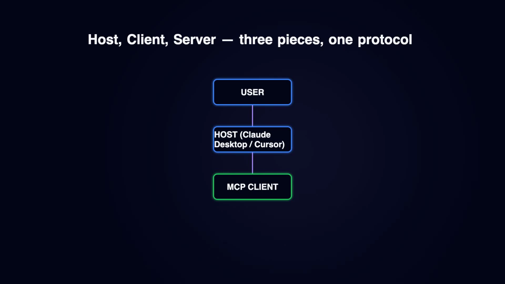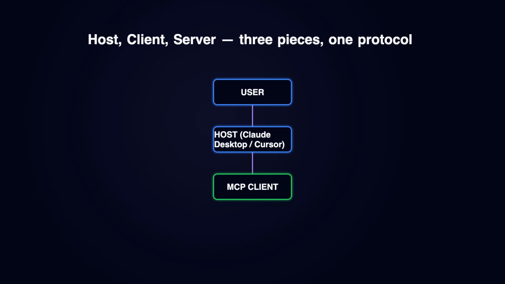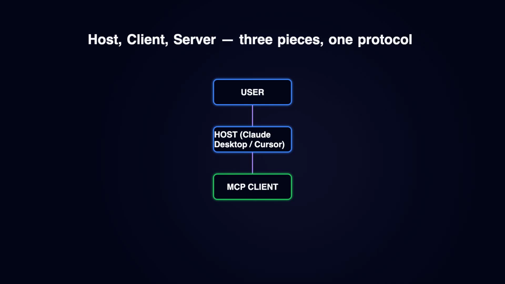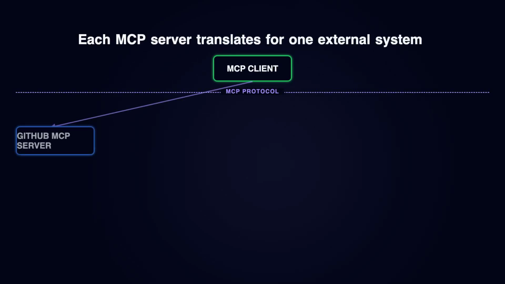MCP has three major components: the host, the client, and the server. The host is the AI application you interact with. Examples include Claude Desktop, Claude Code, Cursor, or an AI agent built by a developer. Inside the host is the MCP client. The client speaks the MCP protocol. Its job is to discover available tools, send requests, and receive responses. Finally, we have MCP servers.